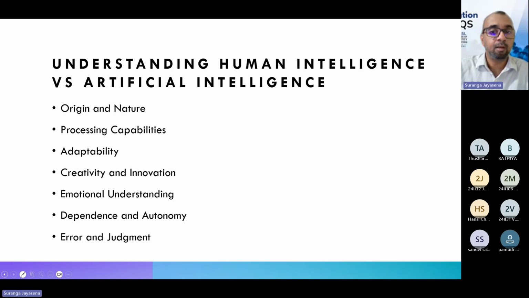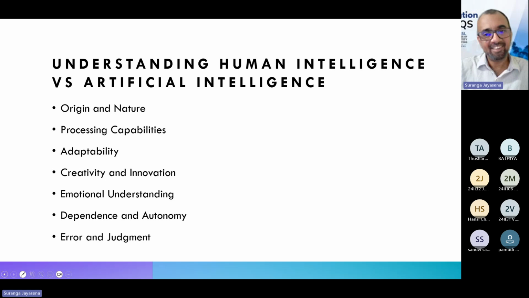Okay. Then there are other things like dependence and autonomy, right? So AI is dependent on human inputs. There is no true autonomy, that is self-control. But humans are autonomous beings. We are our own king.